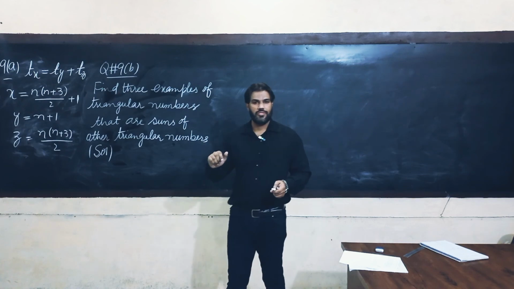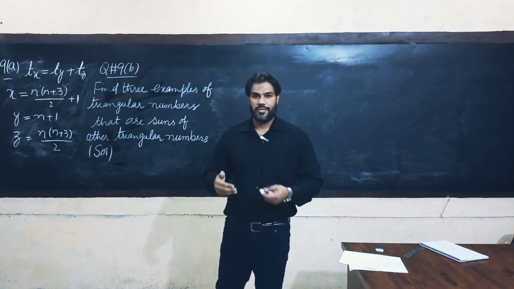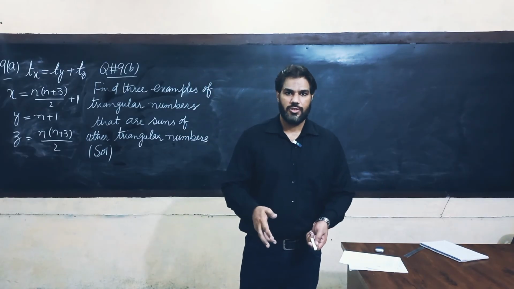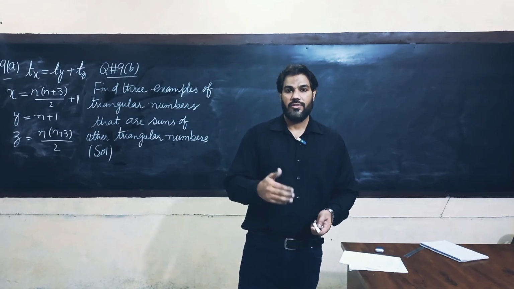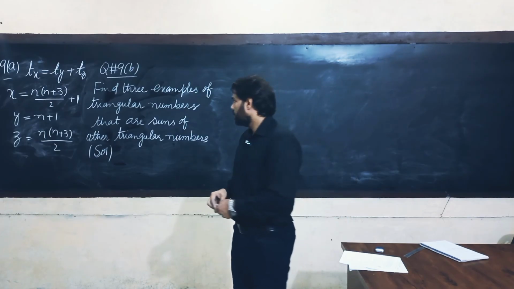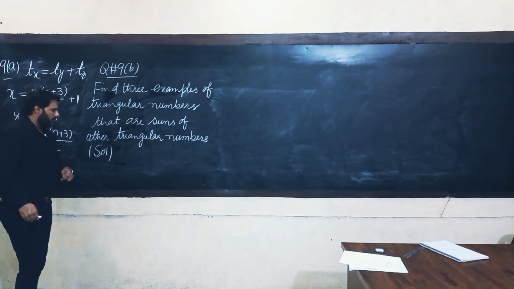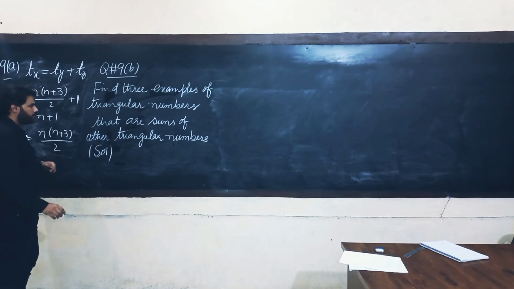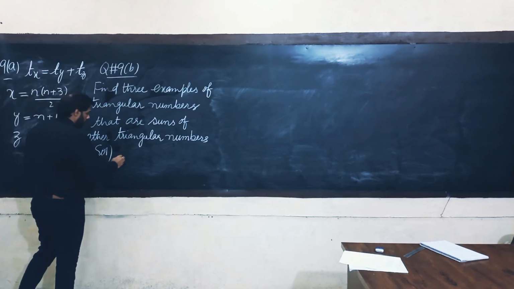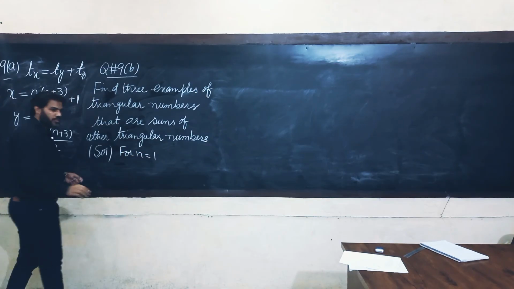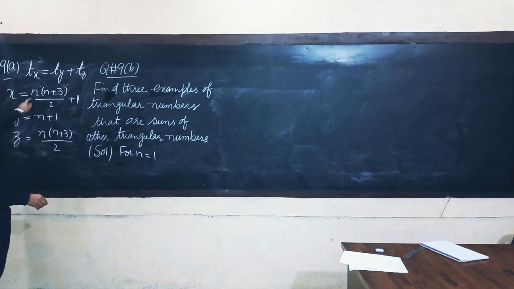In this question, you will see under what condition it is possible that the sum of two numbers is equal to a third number, and the third number is also a triangular number. But now we have to find just examples. For n is equal to 1, in question number 9a, you have established an identity tx is equal to ty plus tz.